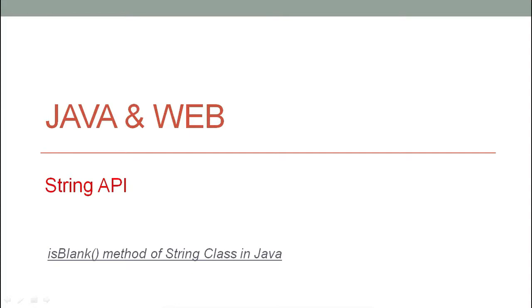Sometimes we may have to check if a string is empty or contains various white spaces like space, tab, carriage return, etc. For that, we can use the isBlank method of the String class in Java. But the method isBlank is only valid for Java 11 and higher versions of Java.